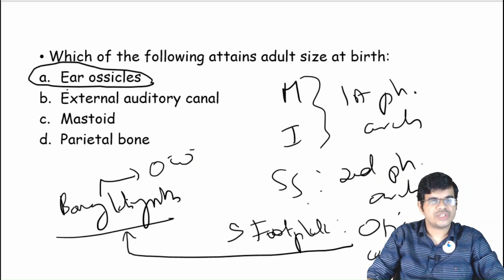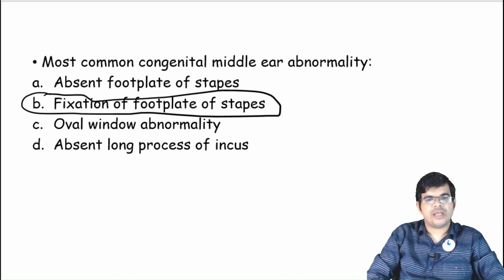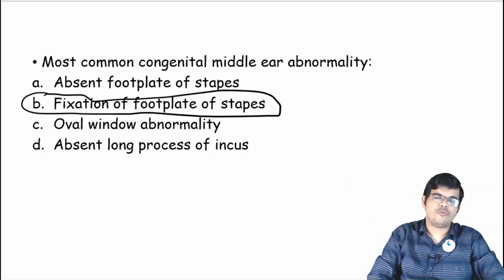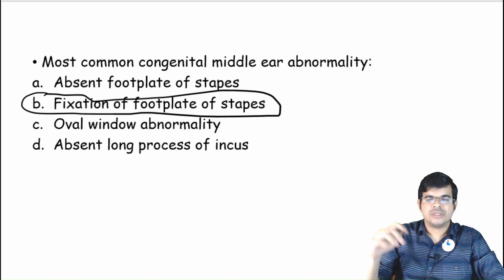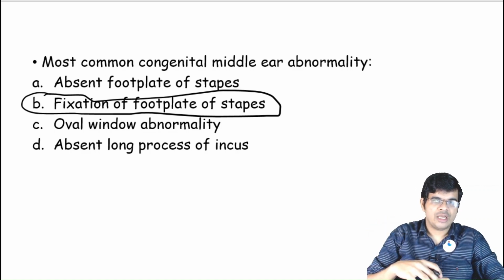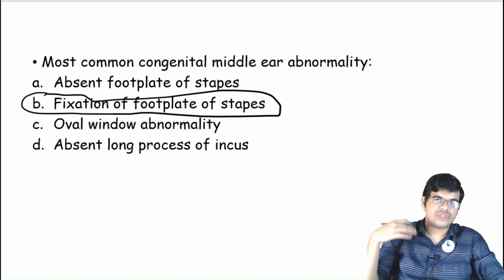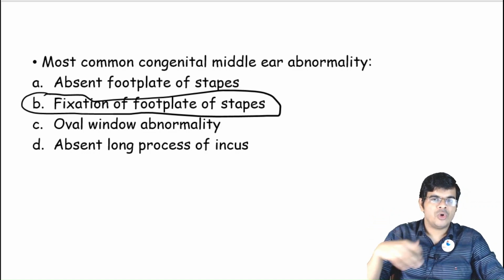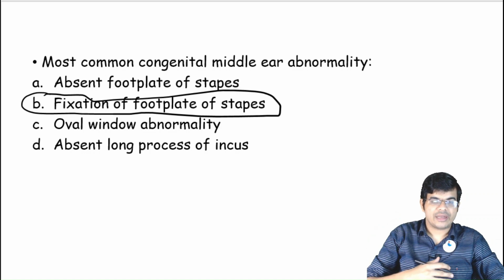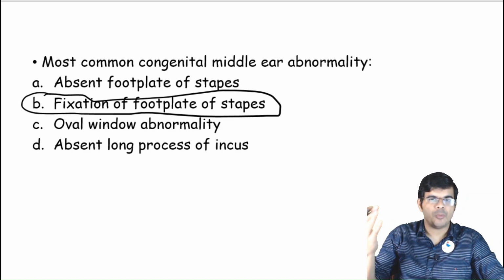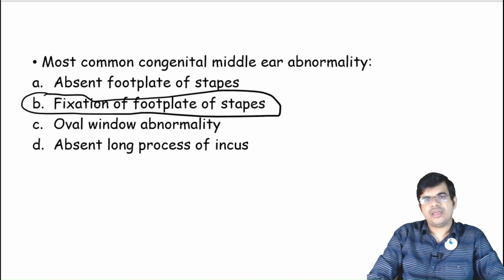Now coming to the next question, most common congenital middle ear abnormality. It is of course fixation of footplate of stapes. Why? Because when the fixation of footplate of stapes occurs, it is happening during the time of development, because the otic capsule which forms the footplate of stapes is the same otic capsule that forms the bony labyrinth, and so they develop together and can result in fixation of footplate of stapes, which is the most common congenital middle ear abnormality seen.